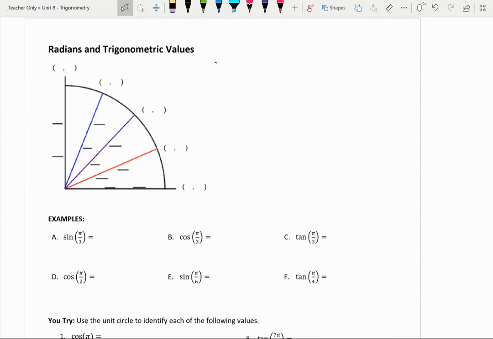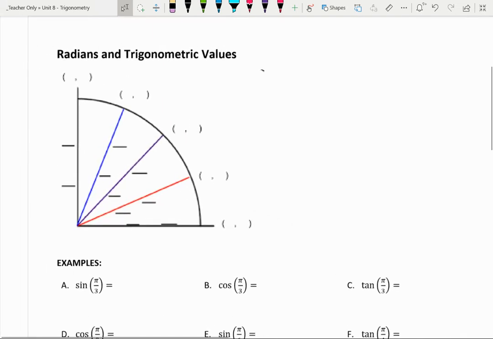I want to talk about how we've talked about what are radians, how do we compare them to degrees, how do we use that to complete the unit circle. So the last thing we're going to do this week is use our unit circle and our degrees knowledge to find trig values of radians, just like we did with degrees.